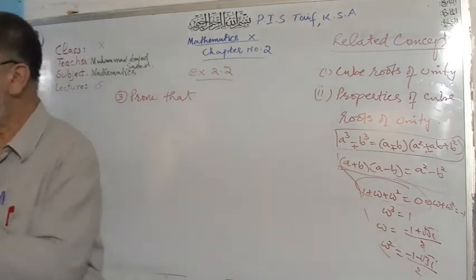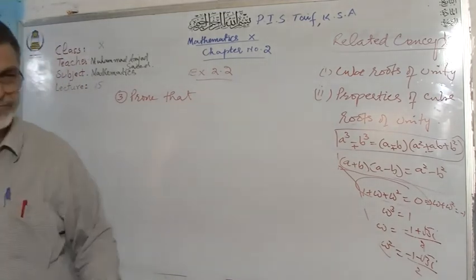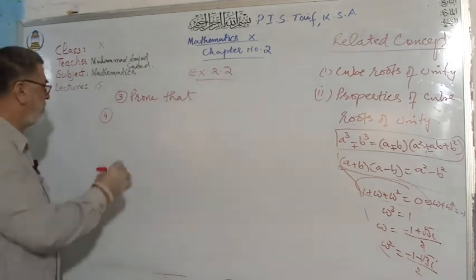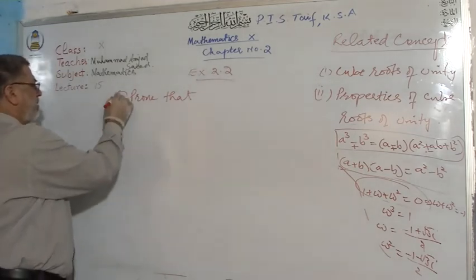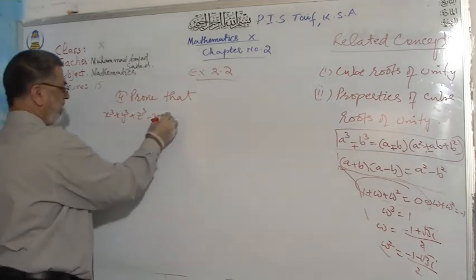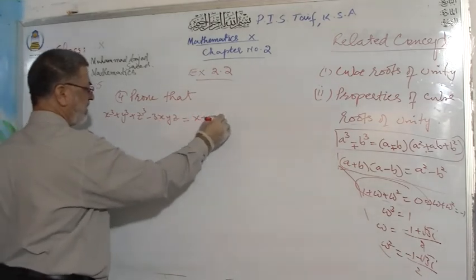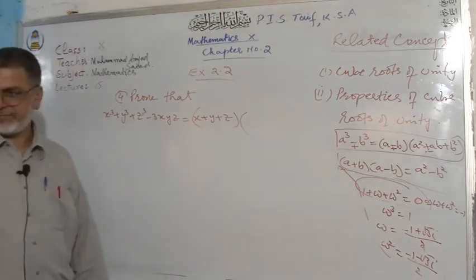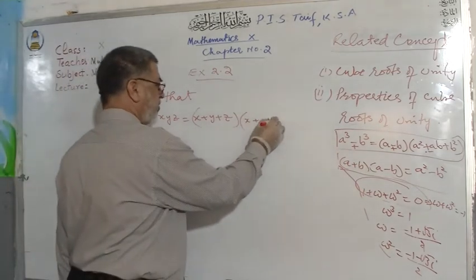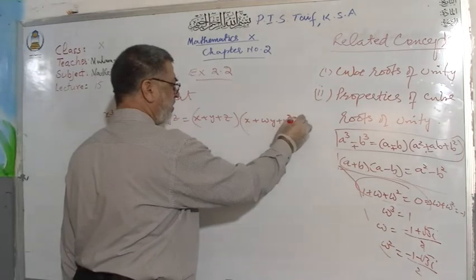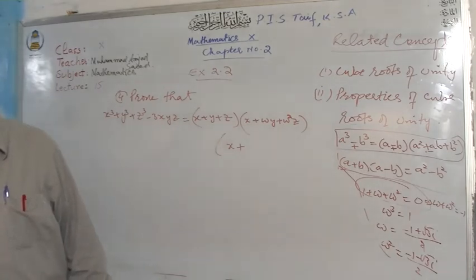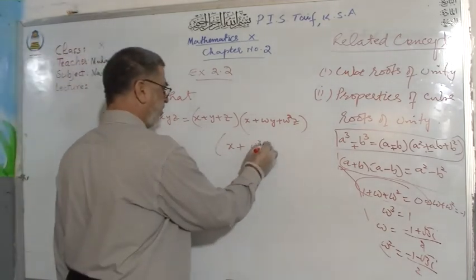After that, question number 4. x cube plus y cube proves that x cube plus y cube plus z cube minus 3xyz is equal to x plus y plus z into x plus omega y plus omega square z into x plus omega square y plus omega z.